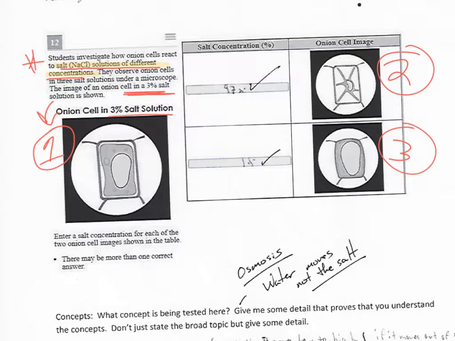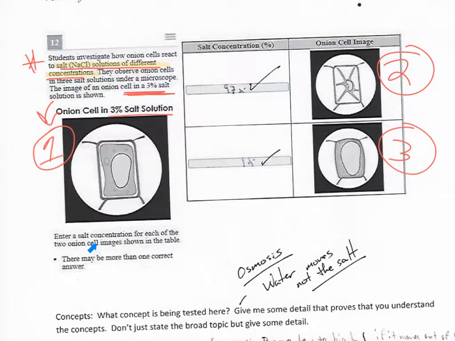Then you read the question, because the second step to problem solving is, what are they asking me? And what do they ask you? Enter the salt concentration for each of the two onion cell images shown on the table. Okay, why do I think it's ambiguous? Because this statement doesn't ask for the salt concentration of the solution, right? It asks for the salt concentration of the onion cell.